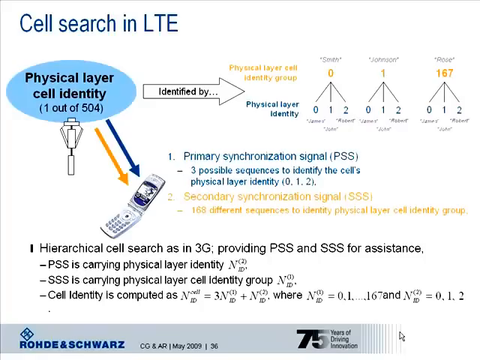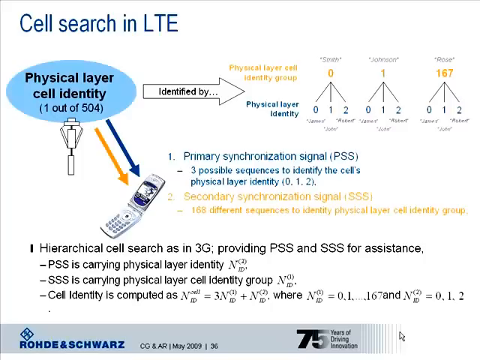As in wideband CDMA, LTE uses a hierarchical cell search procedure. The LTE radio cell is identified by a cell identity, which is comparable to the scrambling code, which is used to separate between base stations and cells in wideband CDMA. To avoid an expensive and complicated network planning, the number of physical layer cell identities is with 504 sufficiently large.